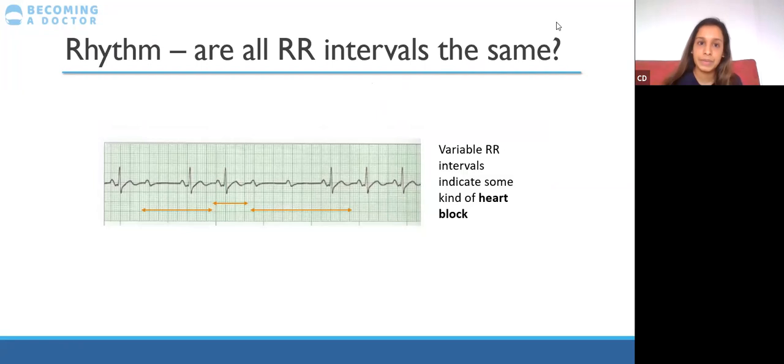Okay, so rhythm, how would you look at rhythm? This is quite an obviously abnormal ECG. What we would look at is whether these RR intervals that we measured before are the same or whether they're different. As you can see, this RR interval between these 2 peaks is much, much shorter than the interval between these 2 peaks here. So we can say that this is an abnormal rhythm, and also that variable RR intervals tend to indicate some kind of heart block or pathology, though the specifics of that will be in the pathology lecture, not this one.